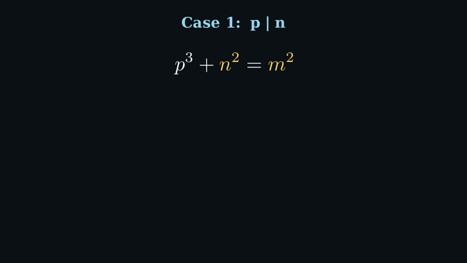So for case 1, we will have where p divides n, in which case we could write n equals p times a for some integer a. And of course, if p divides n, then p must also divide m. I'll leave that up to you to figure out why. It's pretty obvious. So we have m equals p times b for some integer b.